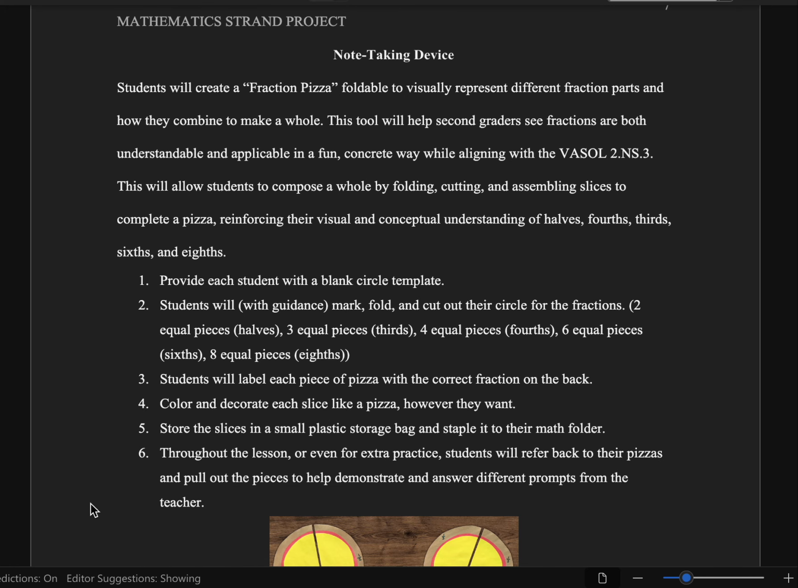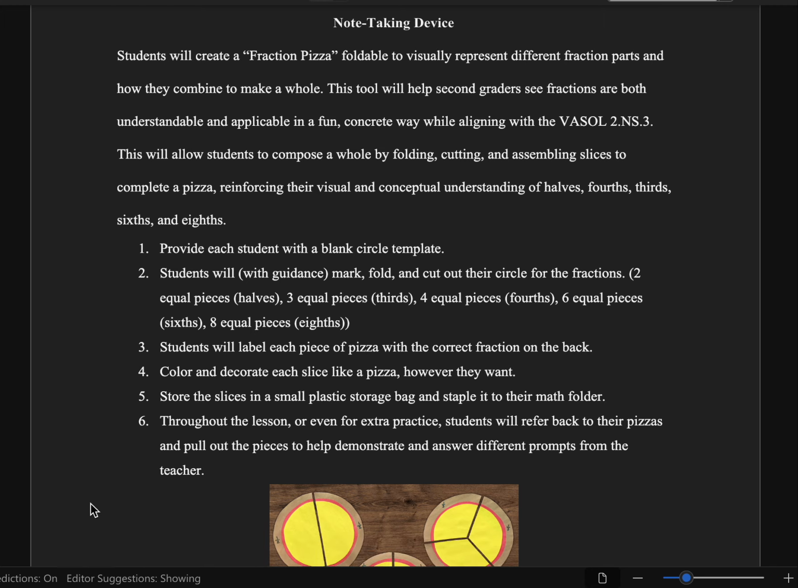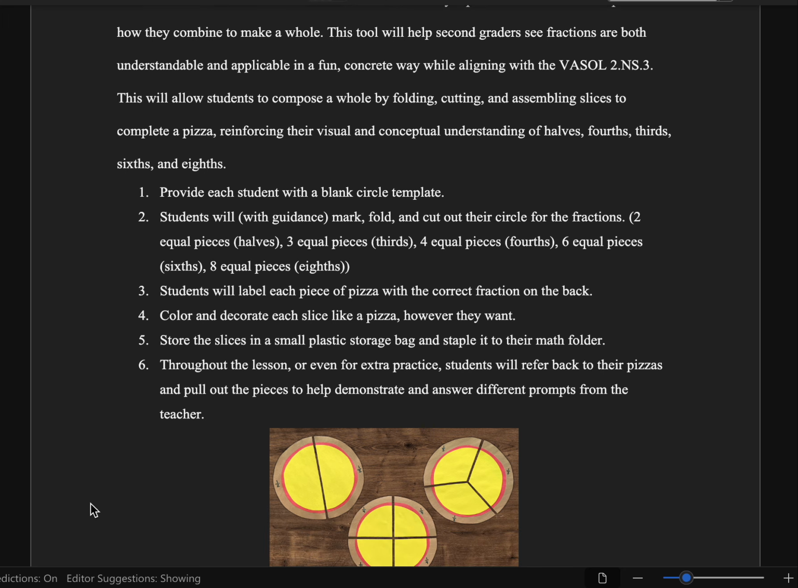For the note-taking device, students will create a fraction pizza, which is just a foldable model that is used to visually represent different fraction parts, and they can manipulate it during instruction time, and they can also refer back to it if they need extra practice.